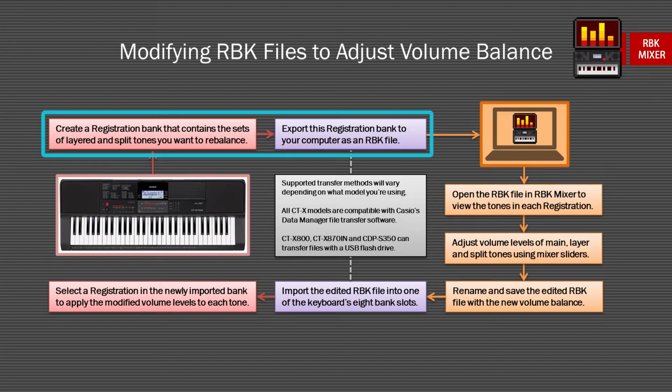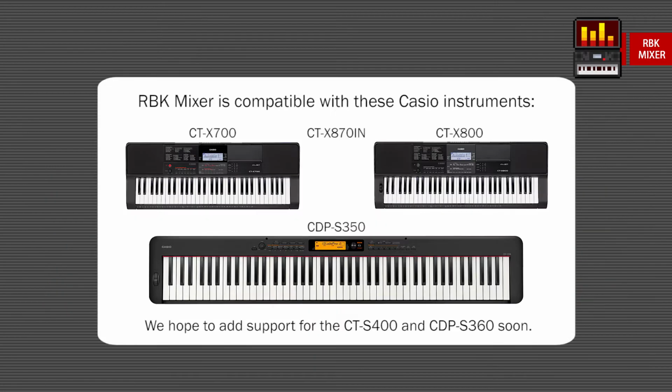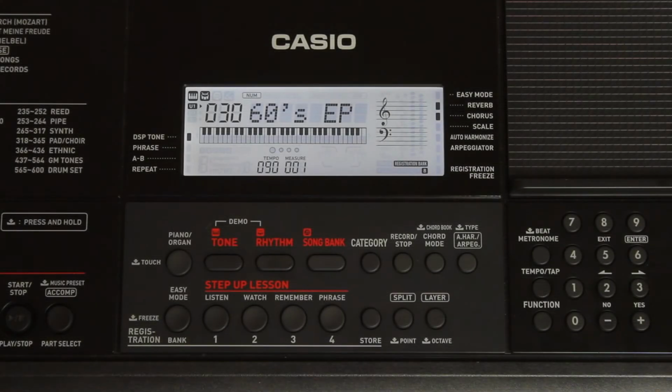I'll be demonstrating with the CT-X700, but the process of creating registrations is more or less the same on the other models that are compatible with RBK Mixer, the CT-X800 and the CDP-S350. I've already set myself up with 60s E piano assigned to upper 1 and an electric bass on the lower split, along with some effects and a rhythm style.